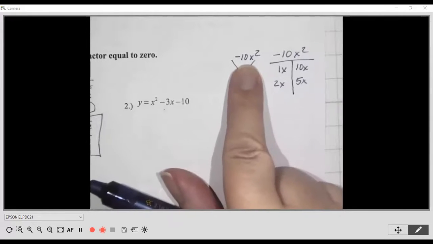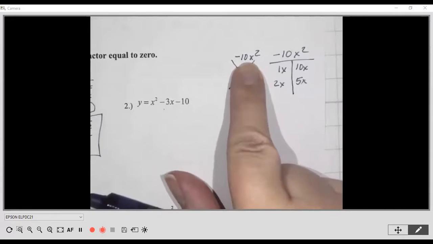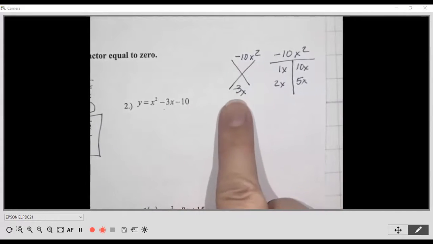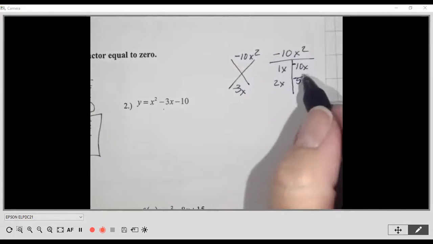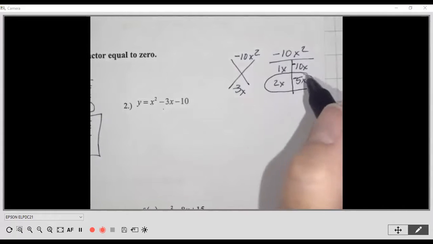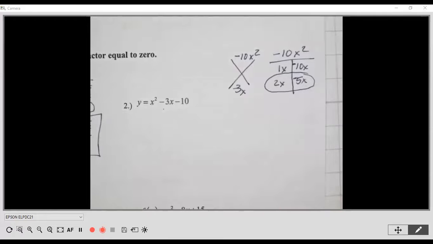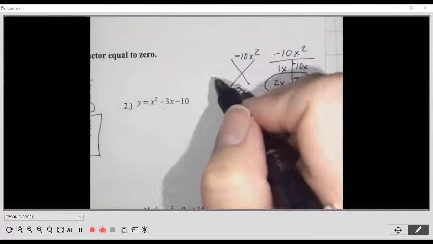So if I multiply them together and it's negative, I know one has to be positive and one has to be negative. When I add them together, the sum is negative 3x. So because it's negative, I know that the larger absolute value has to be negative. So that means I would have negative 5x and positive 2x. So I'll go ahead and write those into my factoring x.